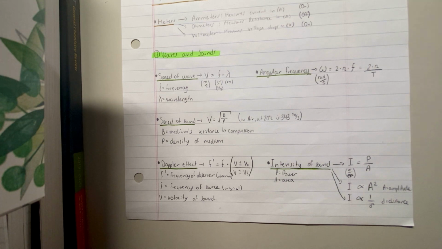Now, another equation would be the intensity of sound, which is in watts over meter squared and equals power over area. This makes a lot of sense. Again, in physics, you can guess what the actual equation is going to be just by looking at the units. You know, watt is a unit of power, and meters squared is a unit of area. So here, intensity of sound is power over area.